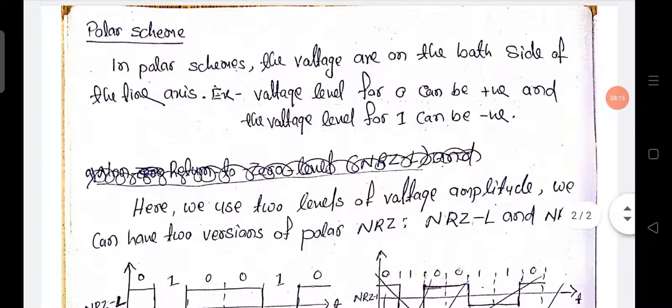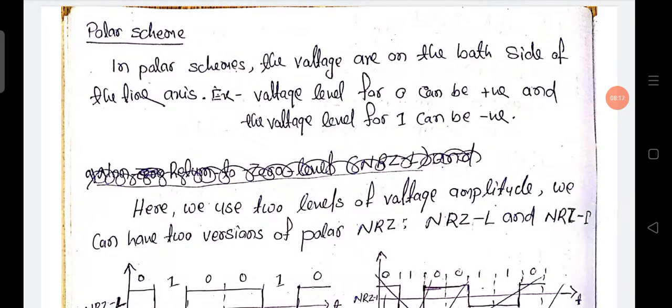Next, we see the polar scheme. This non-return to 0 scheme has two waveforms. One is unipolar. Previously we saw unipolar. Now what happens in the polar scheme? Let us discuss.